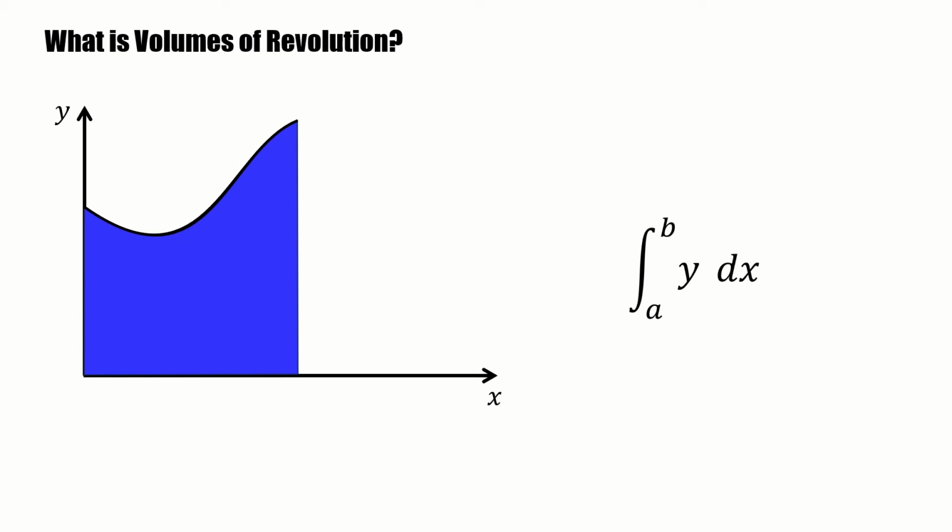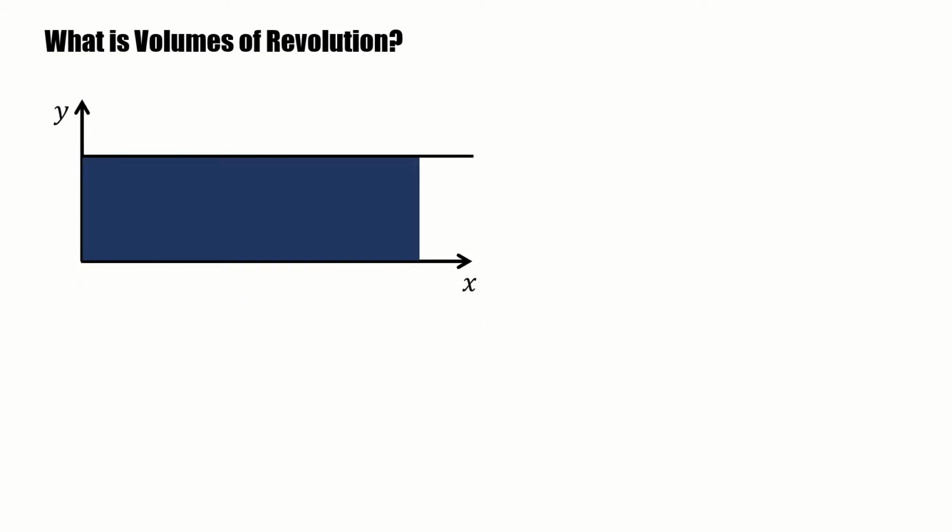But the thing is, this is 2D, a 2D area. And you know what's cooler than 2D? 3D. So, what volumes of revolution does is this. It still takes a line or a curve and considers the region between that line or curve and the x-axis, if we're doing volumes of revolution about the x-axis.